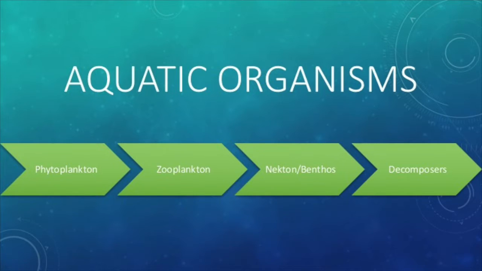The remaining consumers are based off of their motility, or the ability to move. Nekton are free-swimming organisms that are consumers, like sea turtles, and benthos are bottom-dwelling consumers that cannot freely swim to obtain their food source. Last, we have decomposers. These, again, are the nutrient cyclers, and are generally found in the lower levels of the aquatic life zones.